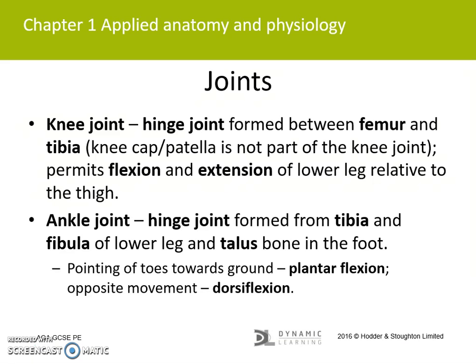But also you've got your ankle joint. So this is where you've got your tibia and fibula in the lower leg and your talus bone in your foot. So all those three bones join together to form your ankle joint. And this is where you can point your toes towards the ground. So you've got plantar flexion. You've also got dorsiflexion, where your toes can point up to the sky. You point your toes down, plantar flexion, and you've got the opposite movement, dorsiflexion, where your toes point up to the sky.